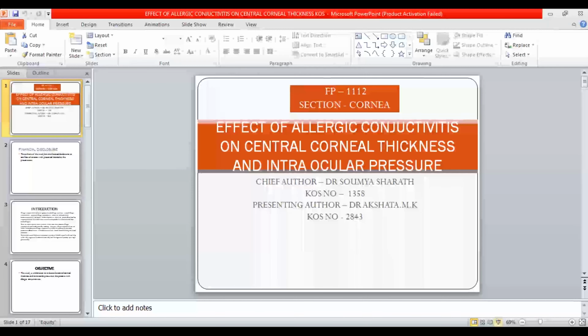So I'll be presenting the paper on effect of allergic conjunctivitis on central corneal thickness and intraocular pressure. We don't have any financial disclosures here. So allergic conjunctivitis is a group of ocular allergic reactions which include seasonal allergic conjunctivitis, perennial allergic conjunctivitis, which are acute in nature, and vernal keratoconjunctivitis and atopic keratoconjunctivitis, which are chronic in nature. Giant papillary conjunctivitis due to contact lenses or other ocular processes is also included in this classification of ocular allergies.